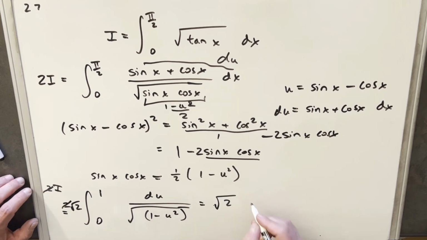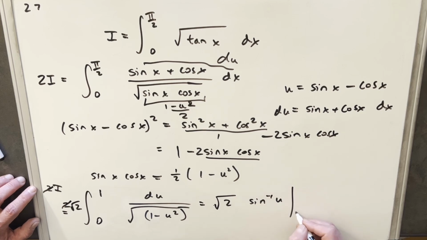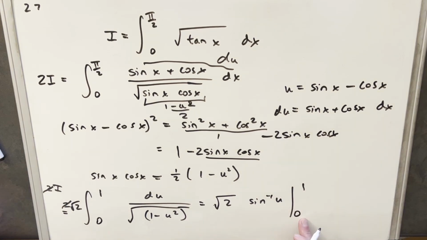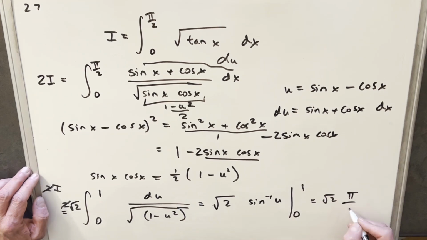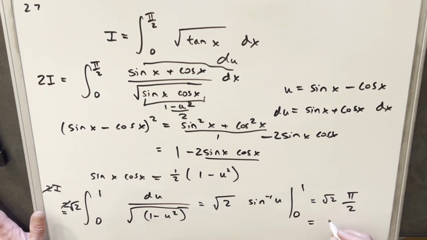Because this is arcsine, all we need to do is evaluate this arcsine from 0 to 1. Well, that's pretty easy. Arcsine at 0 is just 0, so we're not going to worry about that, but we're going to have our square root of 2. Arcsine of 1 is actually pi over 2. So we could leave it this way. I think the way they had it in the answer key was pi over square root of 2.